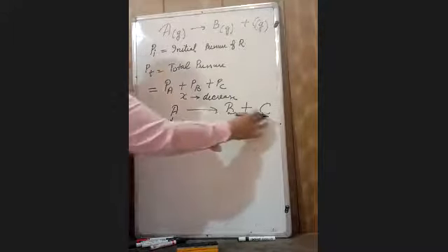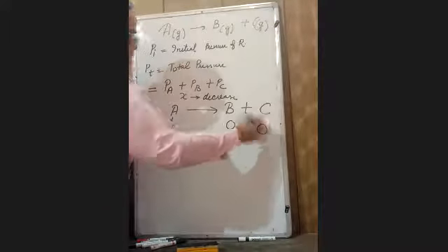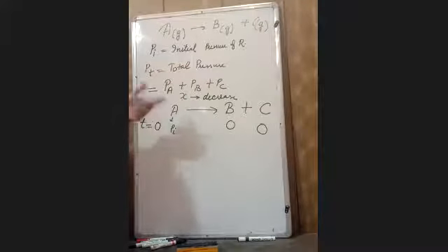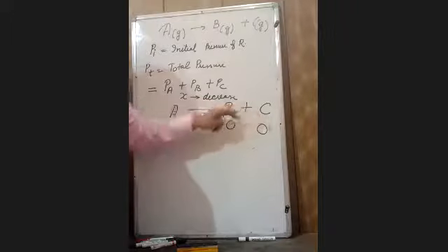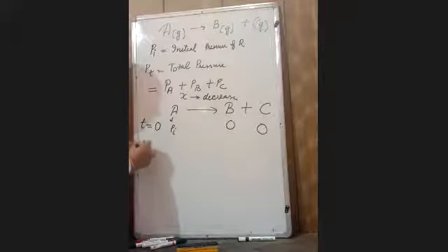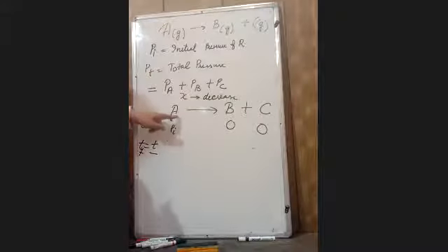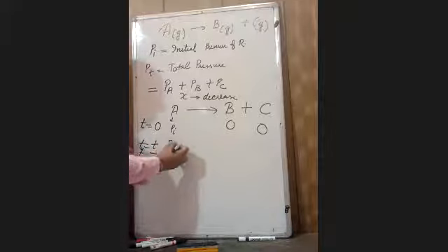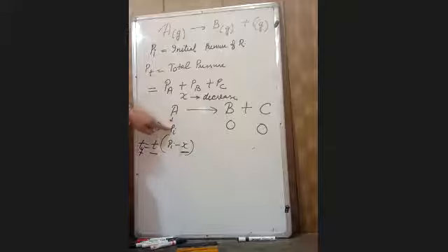What will be the pressure of this? 0, because initially they are not involved. Fine, it is 0. Suppose at time t, what will be the decrease in pressure of this A? Can I write it as Pi minus X? Because it is the decrease in the pressure. Pi is the initial pressure, and X is the decrease in the pressure at time t.